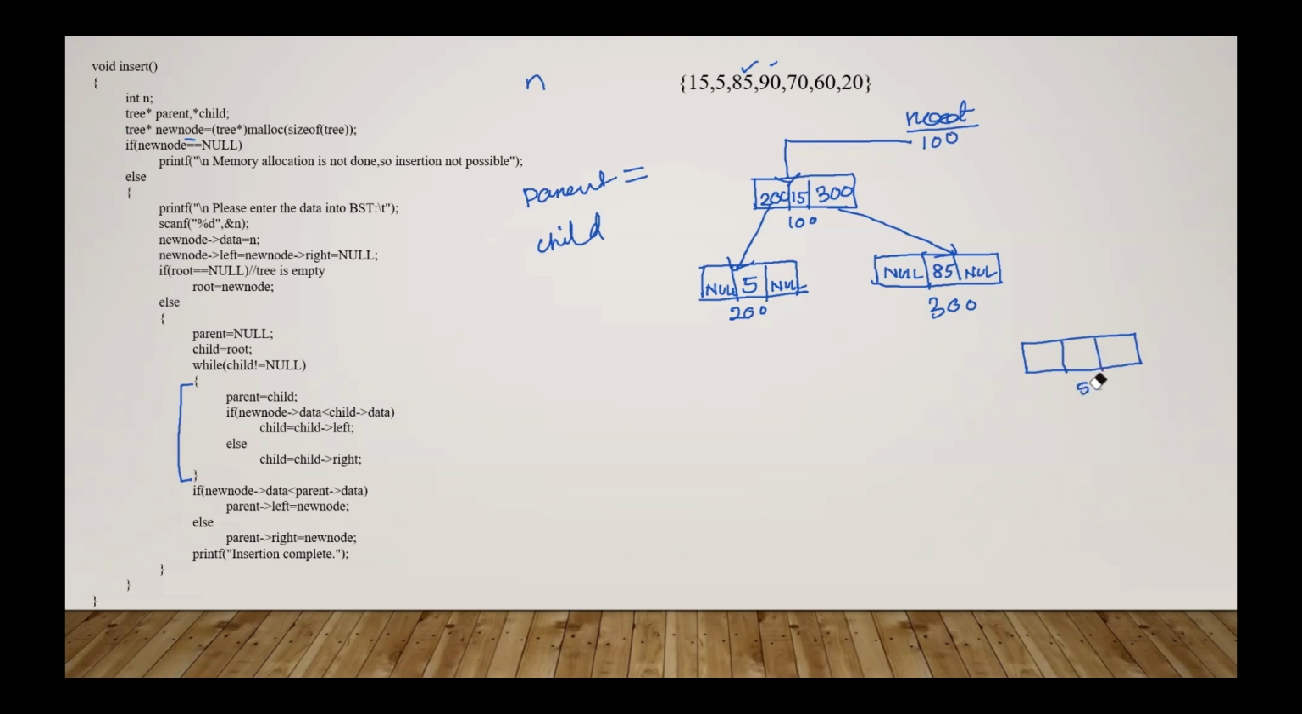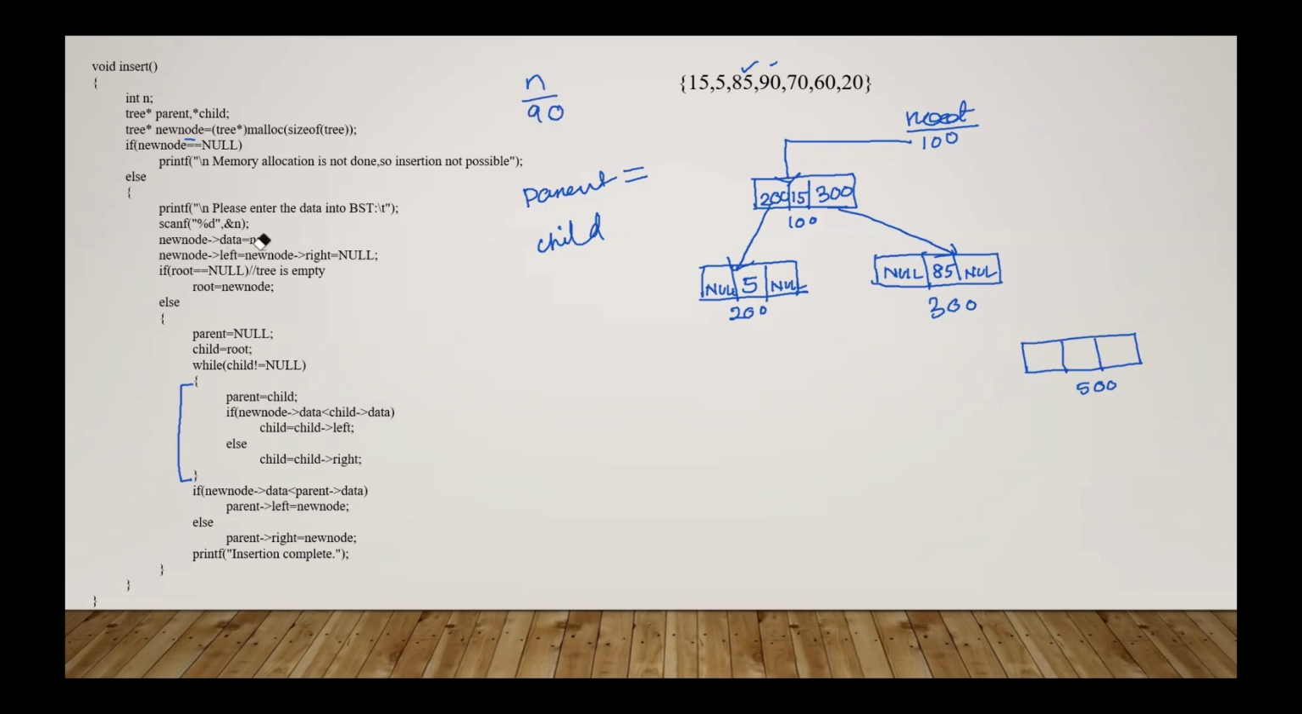For example, address is 500. So if new node equal to null is false, it will go to the else part. Please enter the data into the binary search tree. So what value do we have to enter? We have to enter 90.